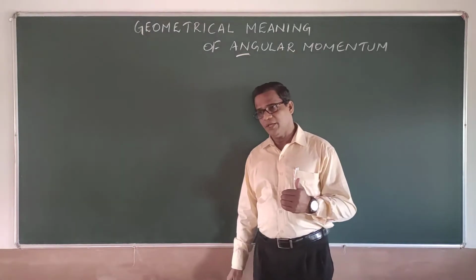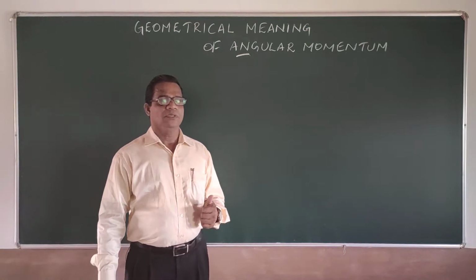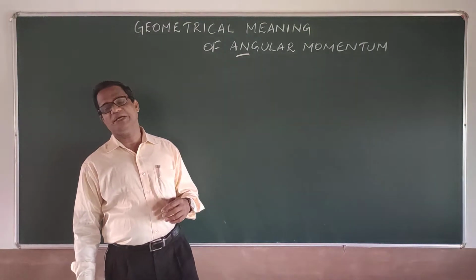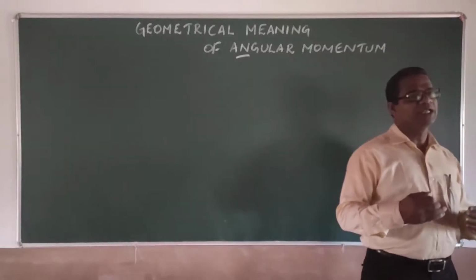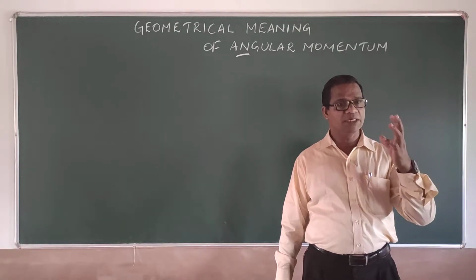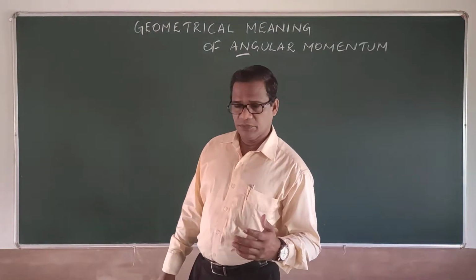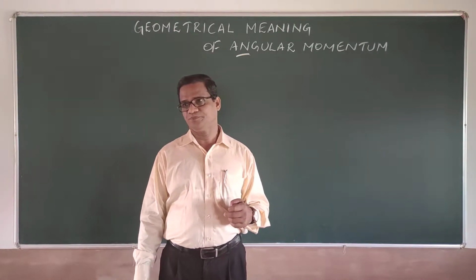Today we consider the geometrical meaning of angular momentum. Actually, it refers to expressing angular momentum in terms of some geometrical shapes. As the body rotates with respect to an axis, the position vector describes a certain geometrical shape, and if you can express angular momentum in terms of that shape, then that is taken to be the geometrical meaning of angular momentum.